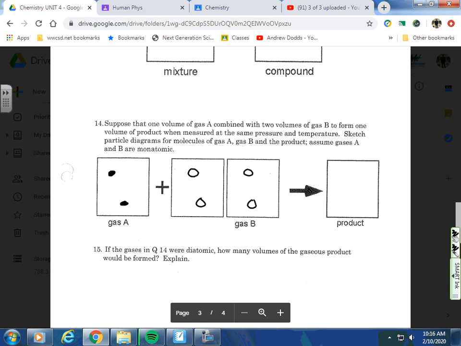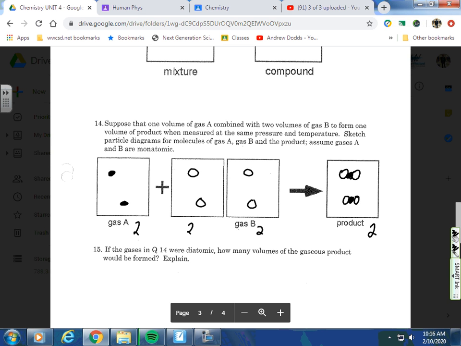But I should make the same number of dots in each one, right? So if I just combine one of each, I get this. And to check Avogadro's hypothesis, each box should have 2 particles. So 2 particles, 2 particles, 2 particles, and 2 particles here. So we are following Avogadro's hypothesis.